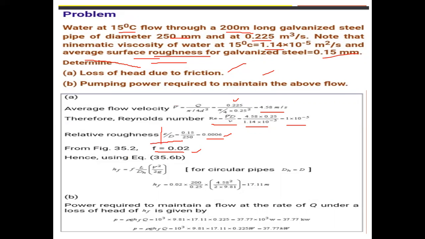After getting the value, what is the formula you have to take? hf is equal to f into L into v square by 2g d. For circular pipes, dh is equal to d. Therefore, hf is equal to friction factor 0.02 into length 200 by diameter into v square by 2g, that is equal to 17.11. So the loss of head due to friction hf is equal to 17.11. To find this hf, we have to take f from the Moody chart, or it is given. We found the relative roughness value, and also the Reynolds number. So that is the answer for the average loss of head due to the friction.